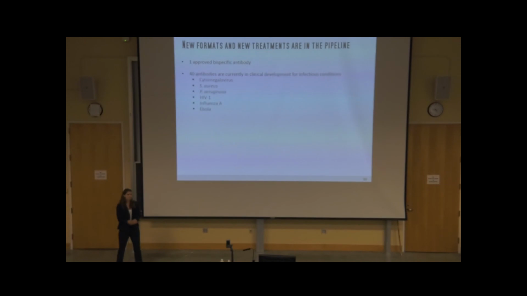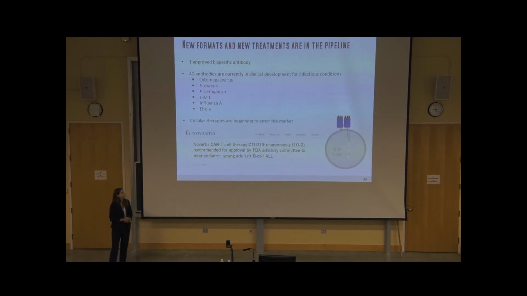There are also some of these new formats in the pipeline. There's one bispecific antibody approved in the United States. It's for a cancer indication, and there are quite a few more in clinical trials. There are also 40 antibodies currently in clinical development for infectious diseases. This includes some interesting targets like I mentioned, CMV, Staph aureus, in particular methicillin-resistant Staph aureus. HIV, of course, we don't have anything that can cure HIV, so there are some antibodies in clinical trials for this as well.